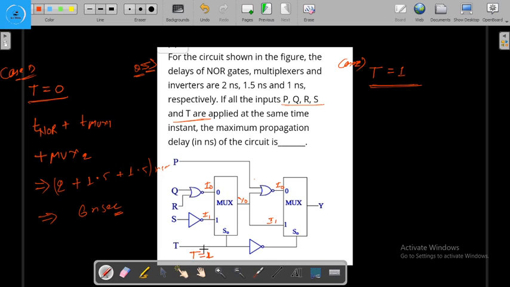For T equal to 1, here it will be equal to 0, right? And the delay of this gate is 2 nanosecond. This is 1.5, this is 1.5, and this is 1.